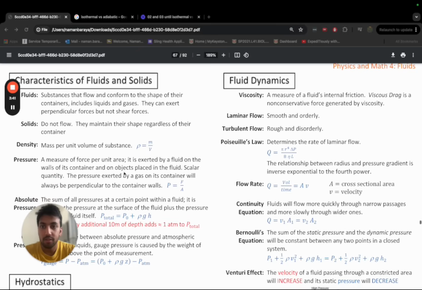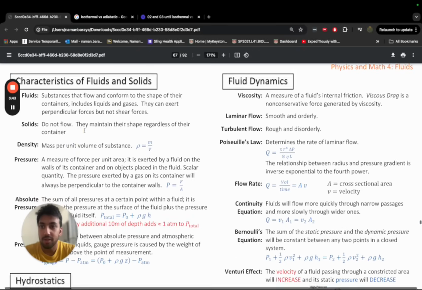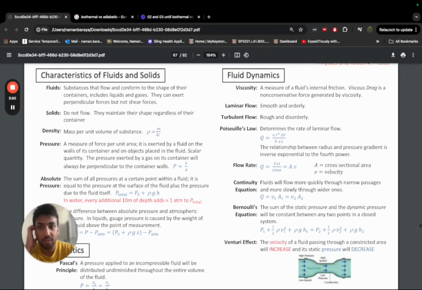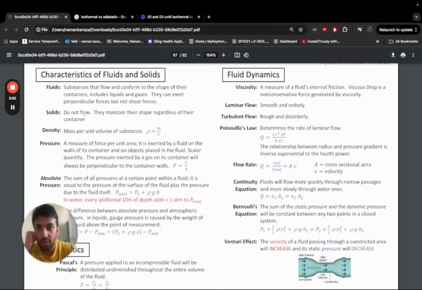Okay, so that's entropy. Now let's talk about characteristics of fluids and solids. Fluids are things that flow and conform to the shape of containers: liquids, gases. They exert perpendicular forces but not shear forces. It's not too important to know the distinction. Solids do not flow. They maintain their shape regardless of container.